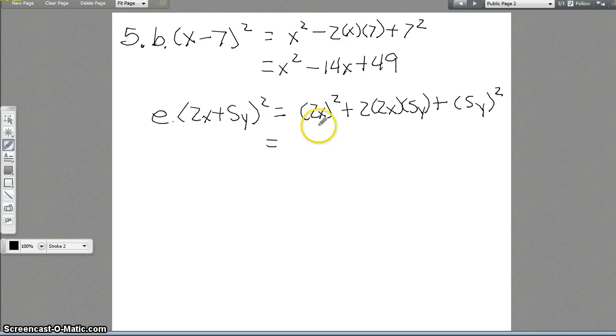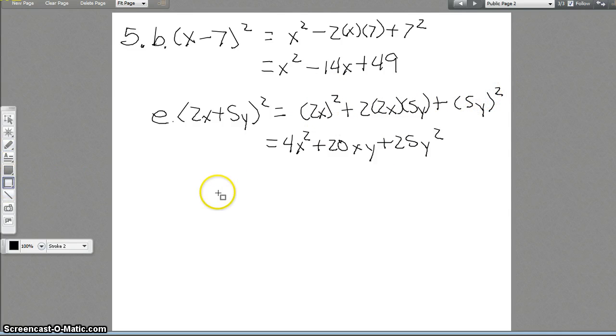So when we square 2x, we're going to get 4x squared. And then 2 times 2x times 5y. Well, 2 times 2 is 4, times 5 is 20. So we're going to have plus 20, and then an x and a y. And then 5y, when we square it, we get 25y squared. So that is how we multiply that out. We can use our formula where we square our first term, we double the product of the two terms, and then we square our last term.